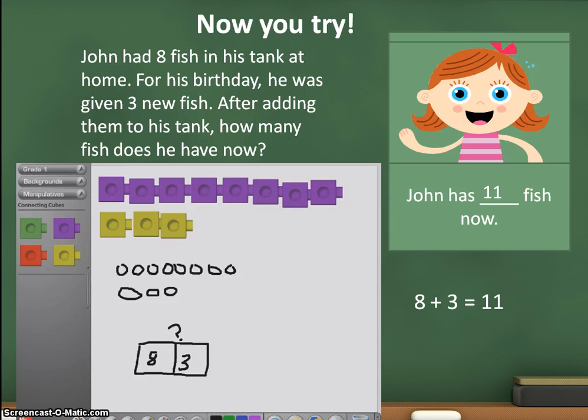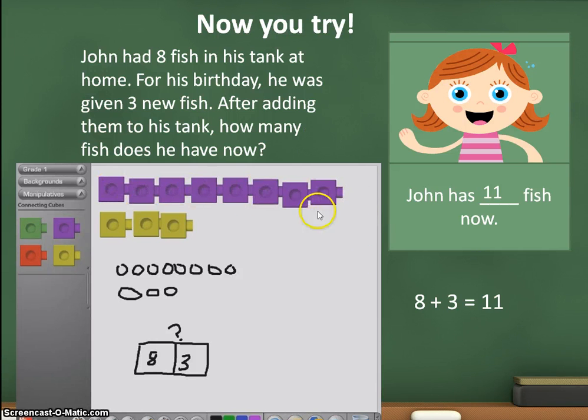Okay then, here we go. He had 8 fish. He gets 3 new fish. That means he's not losing any, but he's adding to what he already has. So that means the answer is going to be more than 8 because we're adding to it. And then the other hint in the problem, it tells us adding them to his tank. So we can definitely be sure that this problem is going to be addition.